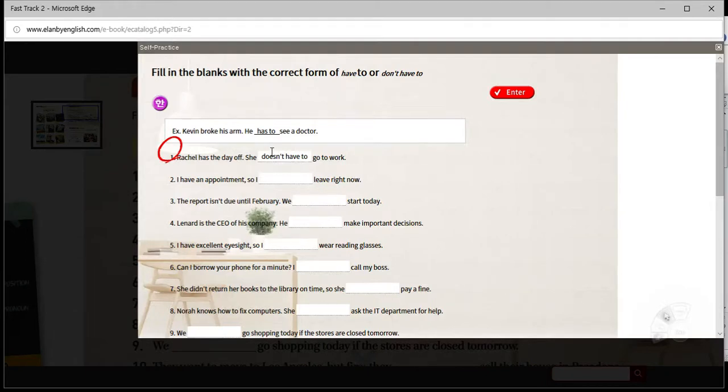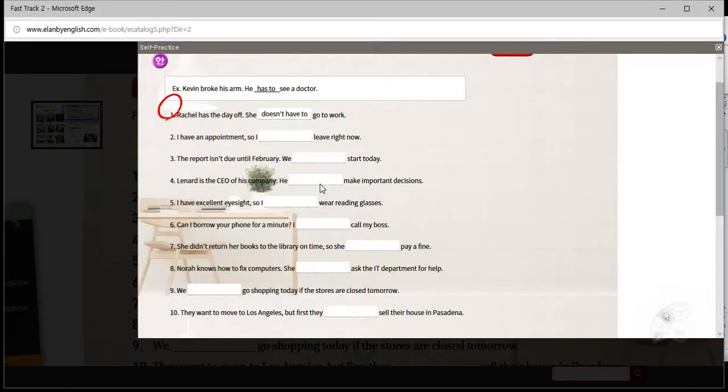Okay, so it's not necessary. It's a day off. There's no obligation to work, so it is not necessary. She does not have to go to work. Maybe I don't have to go to work. You don't have to go to work. We don't have to go to work. But she doesn't have to go to work, or he doesn't have to go.